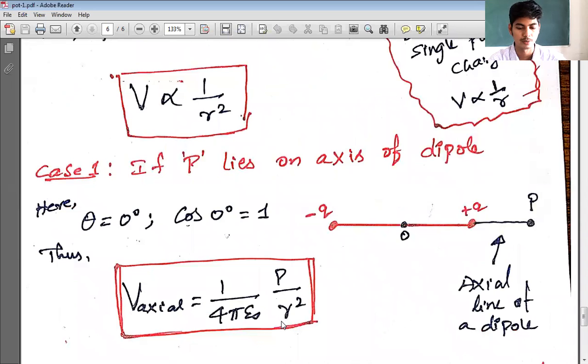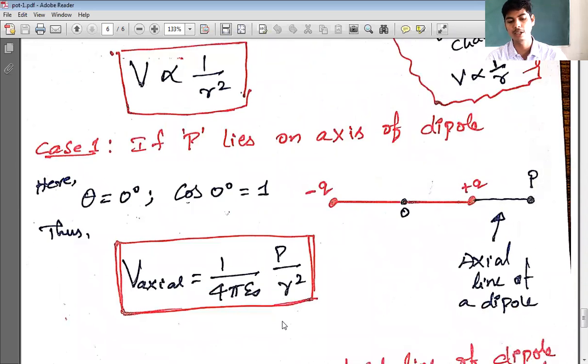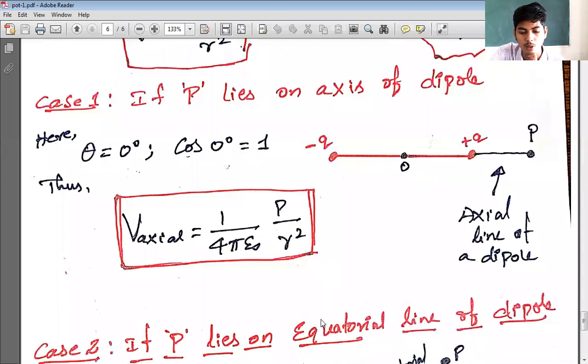P by R square. However, at what point will electric potential be greater? Whether electric potential will be greater on the axial line of the dipole or on the equatorial line of the dipole, what will you write? At what point is electric potential greater due to a dipole? Whether it's greater on the axial line or on the equatorial line of the dipole.